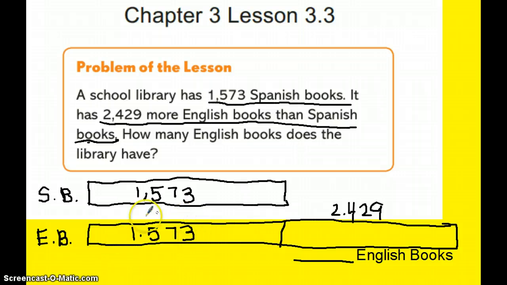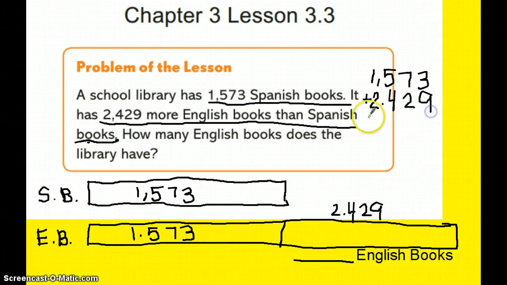So now I have these two values, and to get that total value, I'm going to add them together. So I have 1,573 plus 2,429. So I have 3 ones plus 9 ones, and that equals 12 ones.